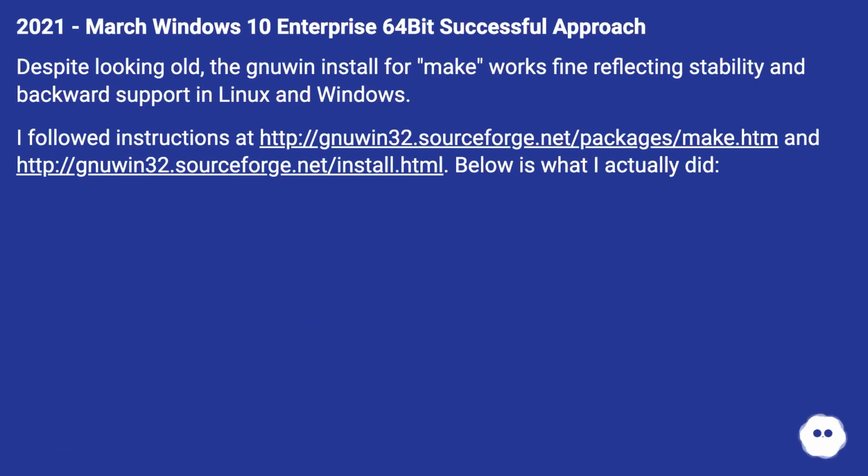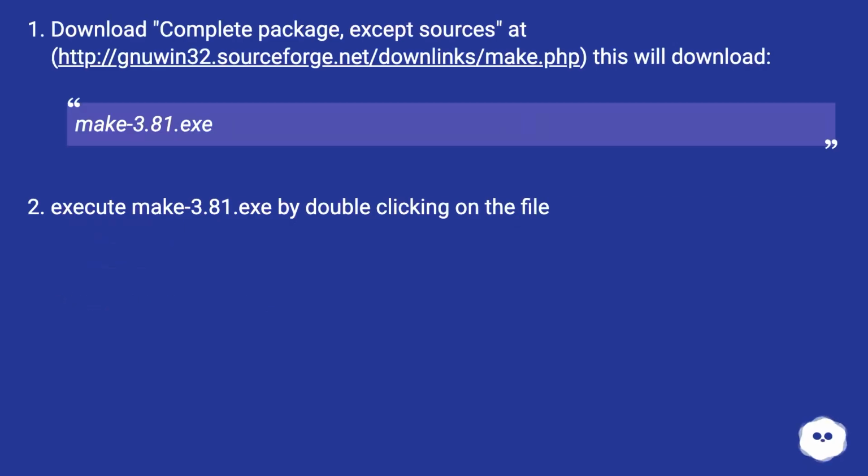(2021) March, Windows 10 Enterprise 64-bit successful approach. Despite looking old, the GnuWin32 install for make works fine, reflecting stability and backward support in Linux and Windows. I followed instructions at this URL and this URL. Below is what I actually did. Download complete package except sources at this URL. This will download make-3.81.exe.